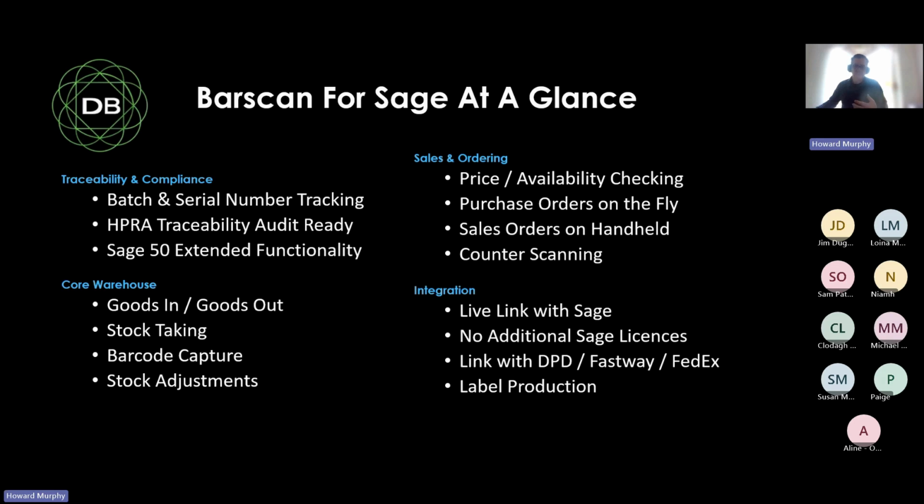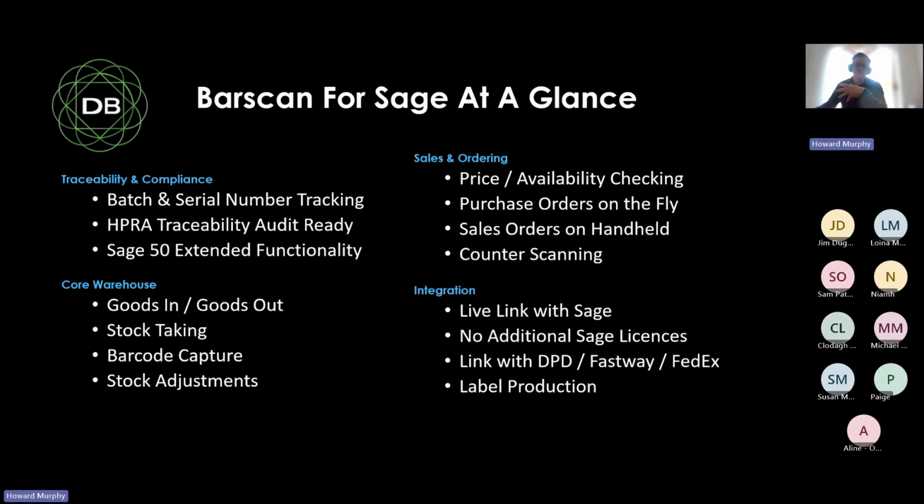And critical to all of that, of course, is that you have a live link directly in with Sage. You don't need any additional Sage licenses to run BarScan. There's no batch uploads, no overnight synchronization. It's all pretty much done live. We can also link with some of the major couriers. We've done it with DPD, Fastway. I have in there, of course, they're no longer there, but we can actually integrate your couriers directly to it, which I'll point toward later on.